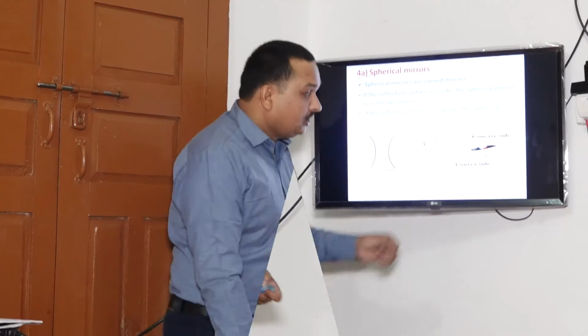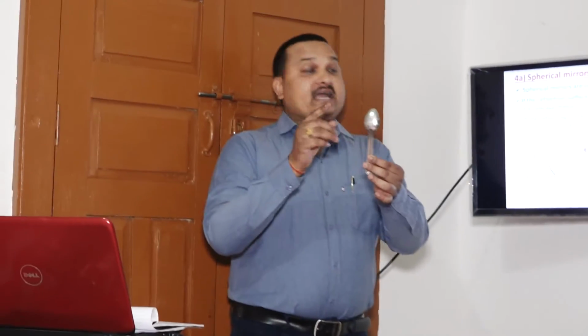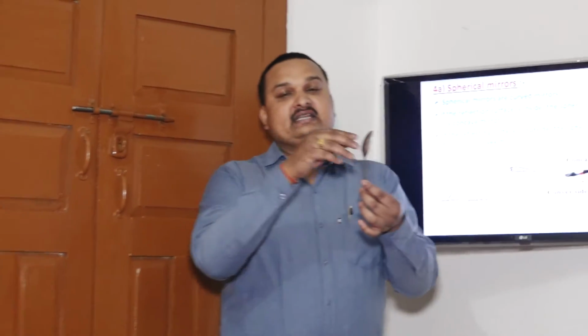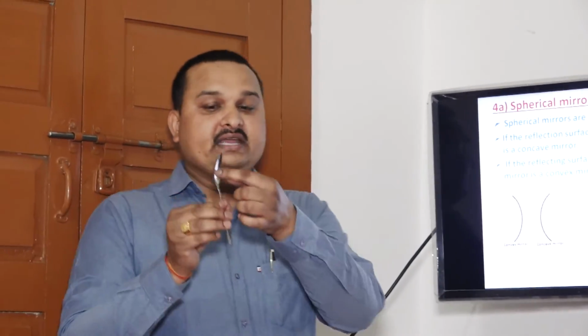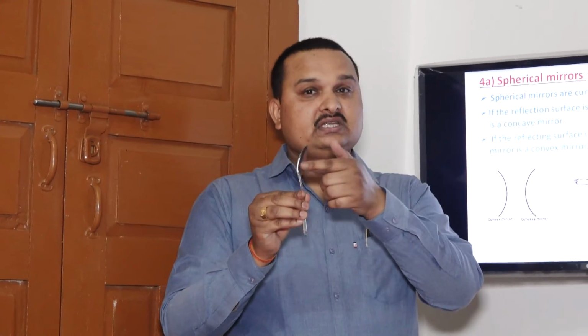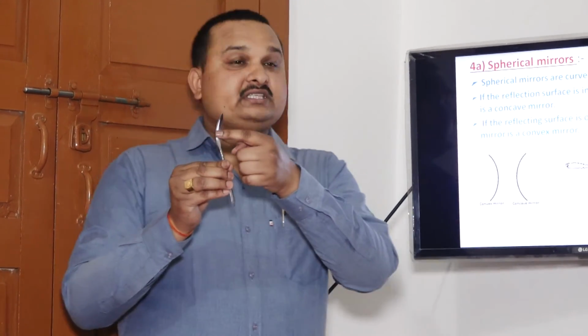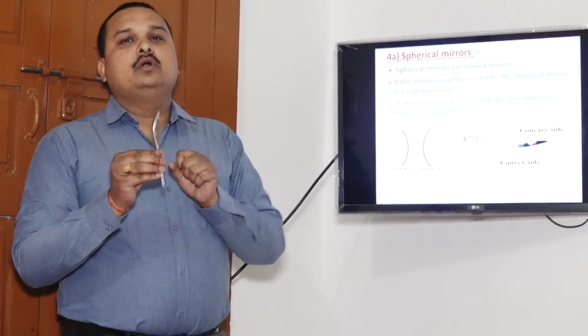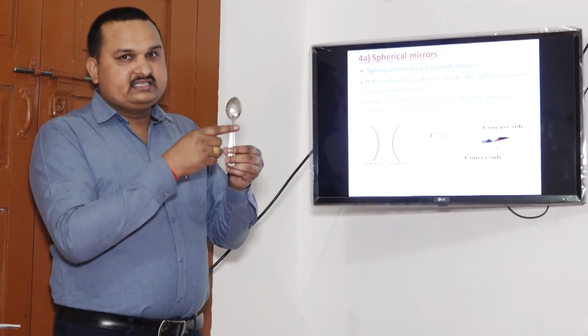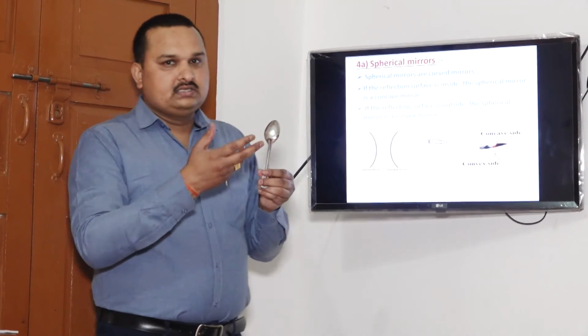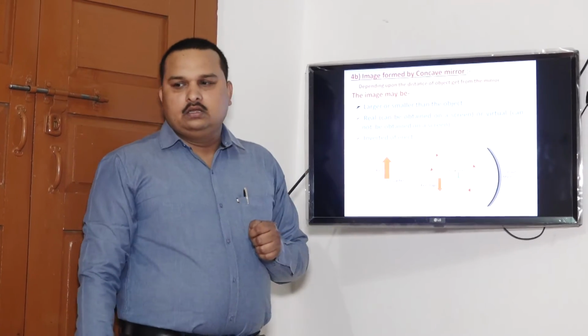This is a figure of a spoon. The spoon acts like a concave mirror and like a convex mirror. This side, where the reflecting surface is inside, acts like a concave mirror, and this side acts like a convex mirror.